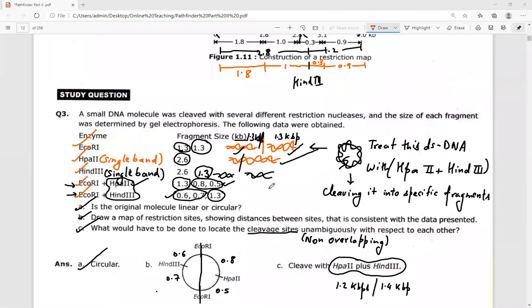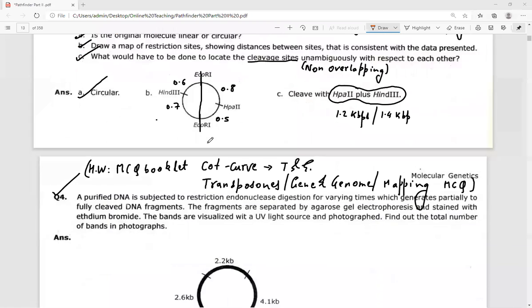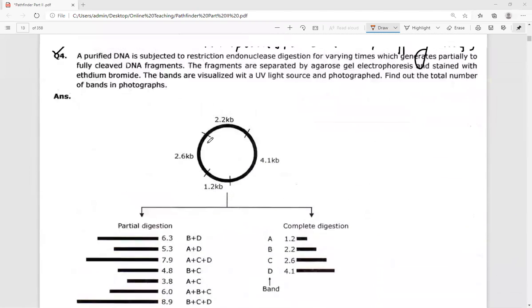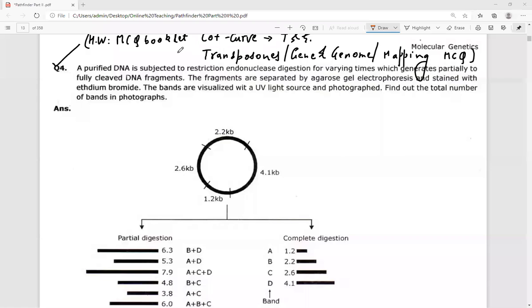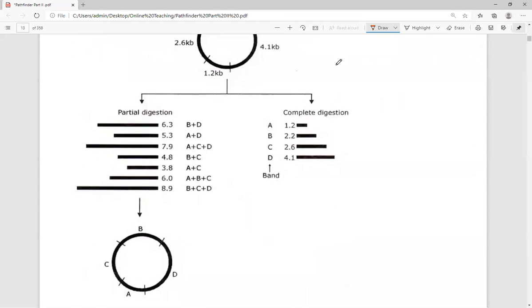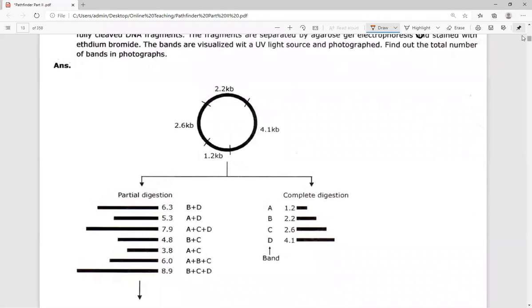I've already told you that this one was the question that you had to solve. Now this is the next question that was given to you as a homework. MCQ booklet, chord curve questions, test and evaluation, transposons, genes, genome and mapping. MCQs were being told that you must solve them all. Now the next point.